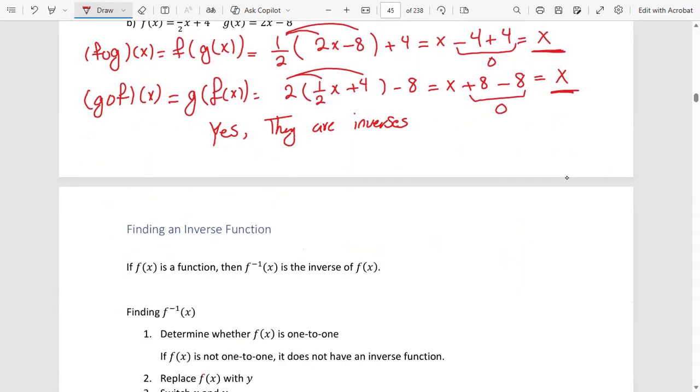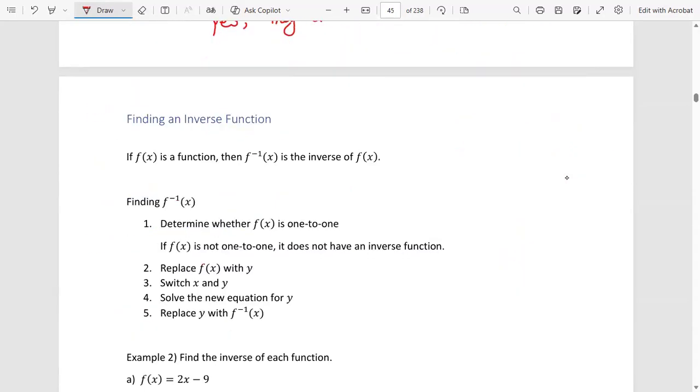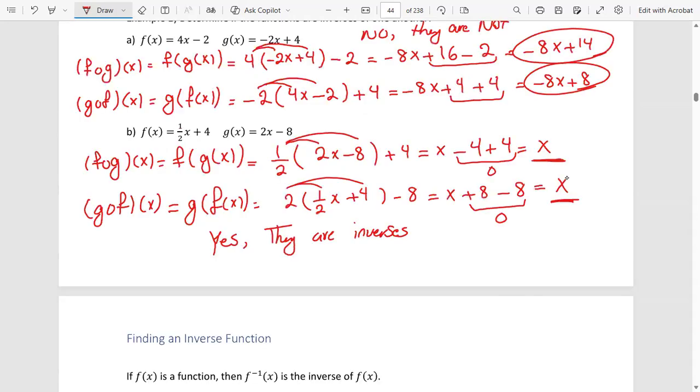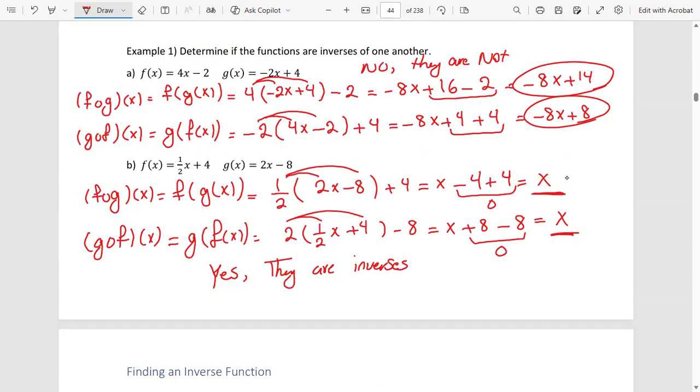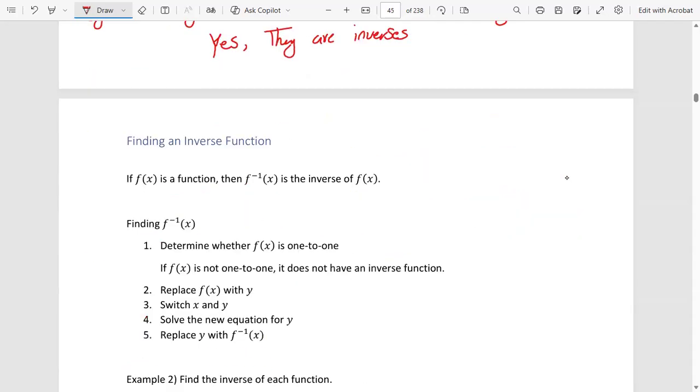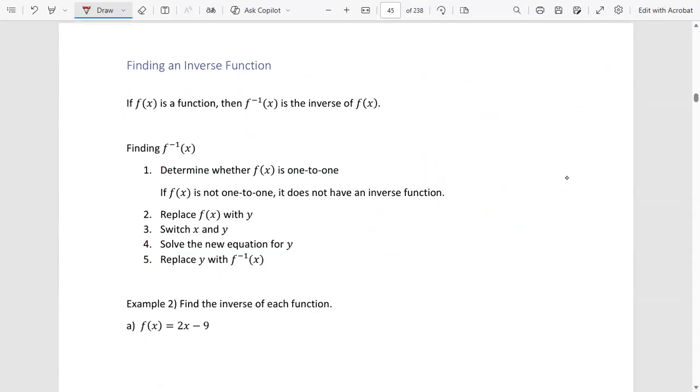But now let's see, how do we find the inverse of a function? Okay, if the two functions are given to us and we are just asked if they are inverses, we know how to check. But if we only have the function and we want to find the inverse, what should we have to do?